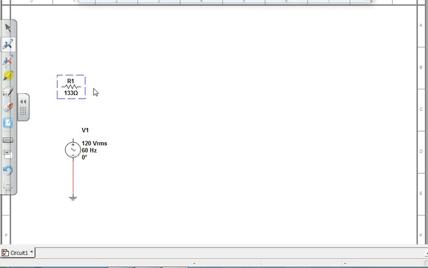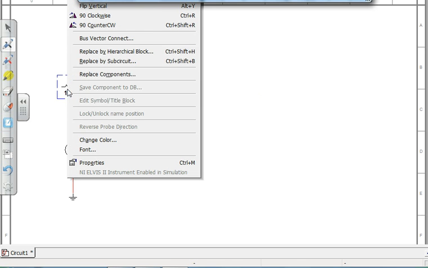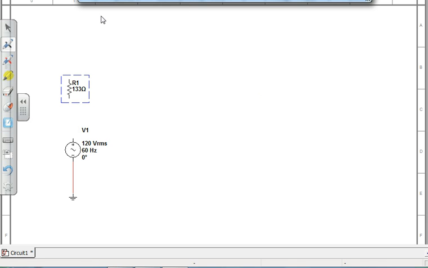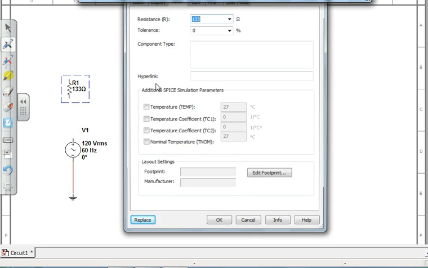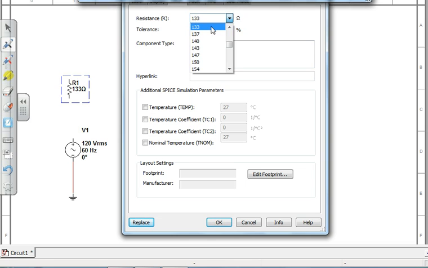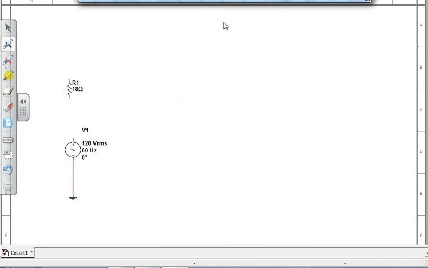Now, what's the problem with doing this in Multisim? Anybody know what the problem is? You don't know. Is that what you're trying to tell me? You don't have a clue? Where am I going to get an inductor that's 180 ohms? Huh?